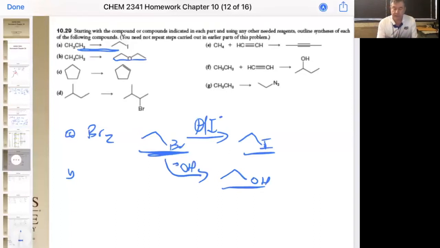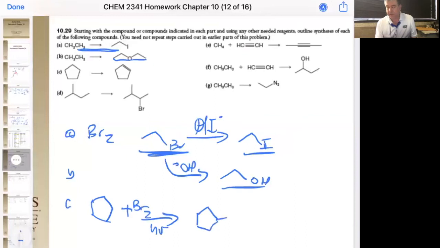Okay, so let's look at C right here. In C, we want to form a double bond. So that means we need one halogen and a hydrogen. So we need dehydrohalogenation, or an E2 reaction. So let's go ahead and start with just our cyclohexane plus bromine with hν, light or heat. And that's going to give us our brominated material here, Br.